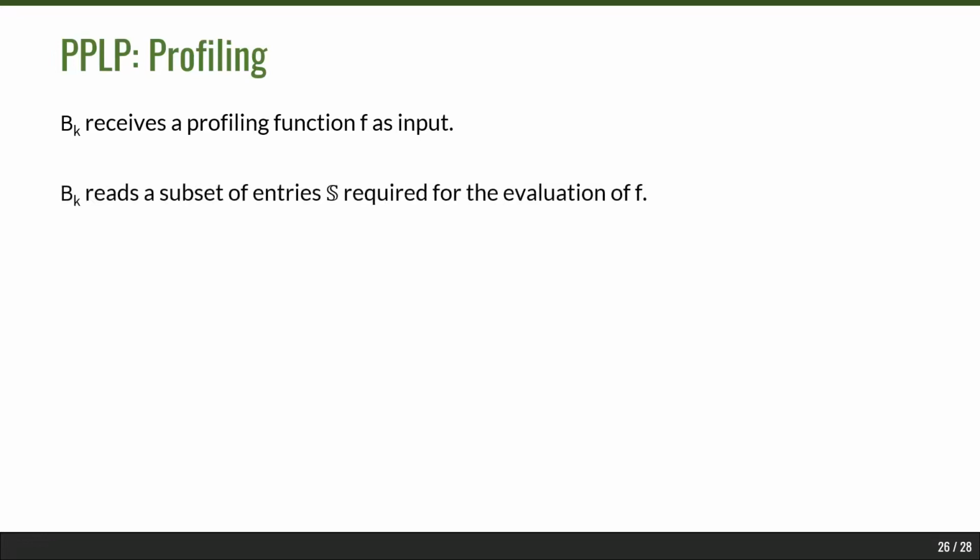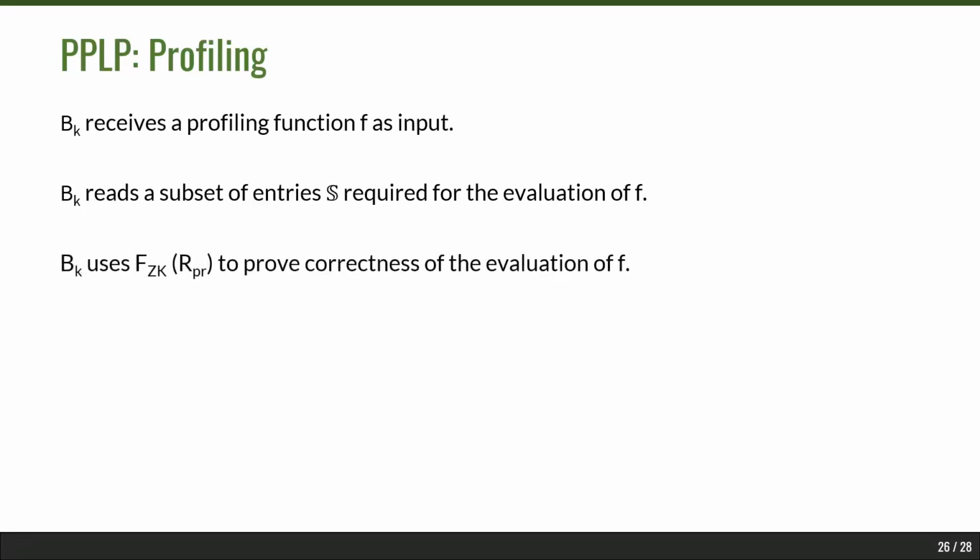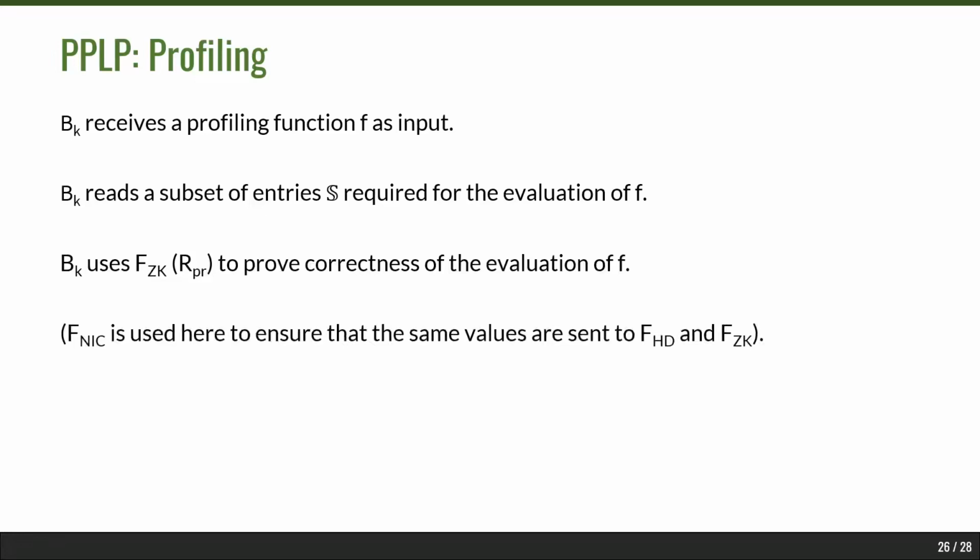And the buyer uses the read interface of the hiding database to read a subset of entries that are required to compute the result of function f. The buyer also uses a zero knowledge functionality to prove the correctness of the evaluation of this function and to prove that it has read the right entries from the database. And again, we use a non-interactive commitment functionality to prove that the same values are sent to both the hiding database and the zero knowledge functionality.